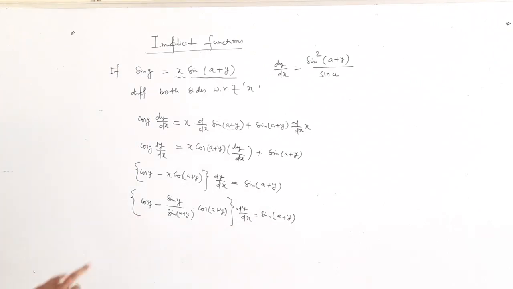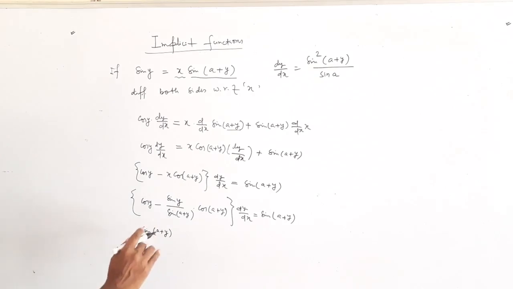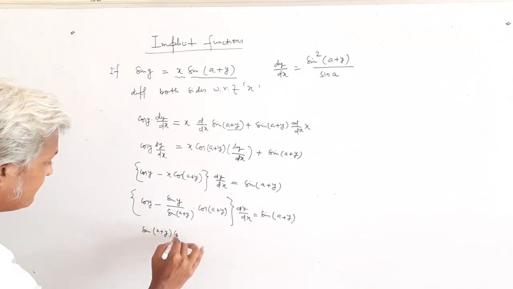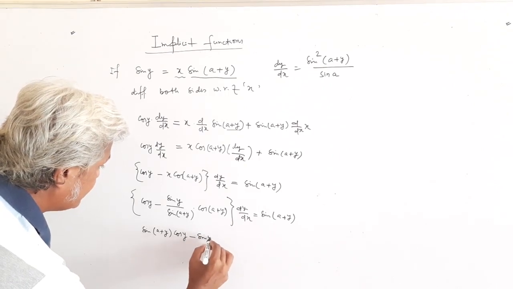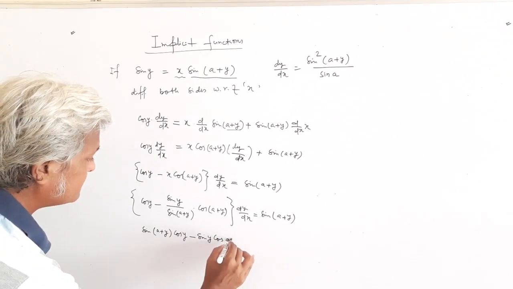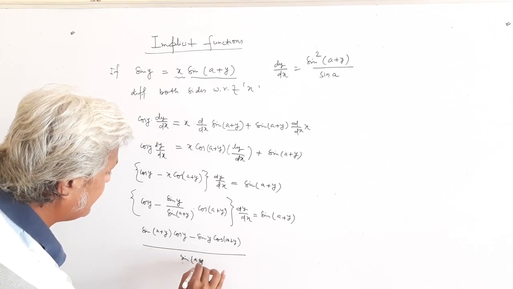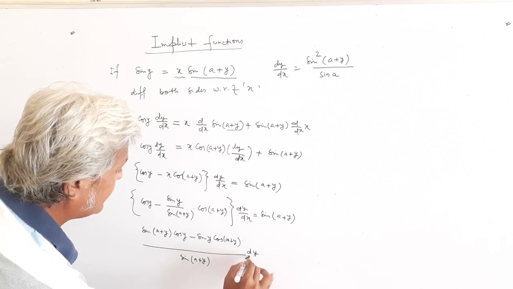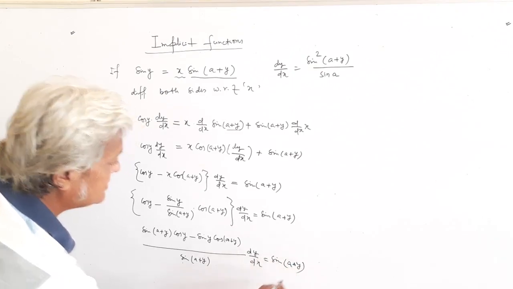Now here you see we have cos y. If you take the LCM, then this will become sin(a + y) cos y minus sin y cos(a + y), whole upon sin(a + y), dy/dx equals sin(a + y).